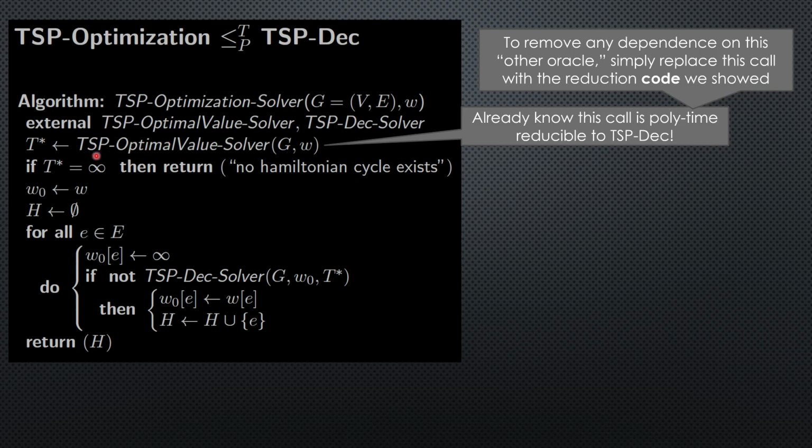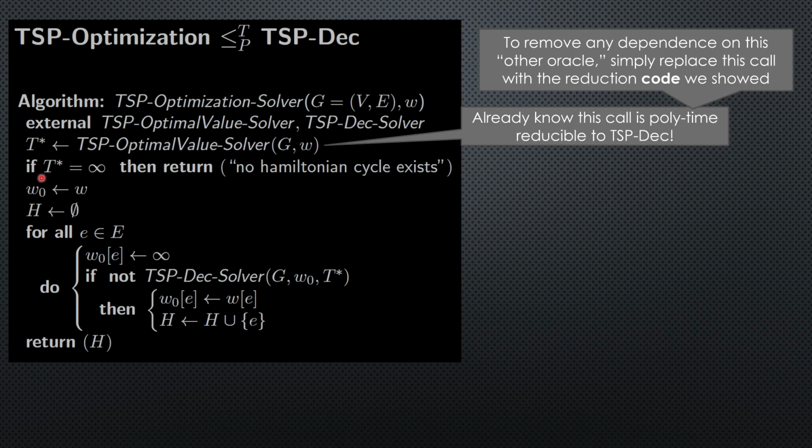But this is in polynomial time in the input. We're going to compute the actual optimal weight for the minimum Hamiltonian cycle. So T star is that optimal weight. We're going to compute this in poly time. And now if that optimal weight is infinity, what does that mean? That means there's no Hamiltonian cycle in the graph at all. So in that case, we should definitely just return no Hamiltonian cycle exists.